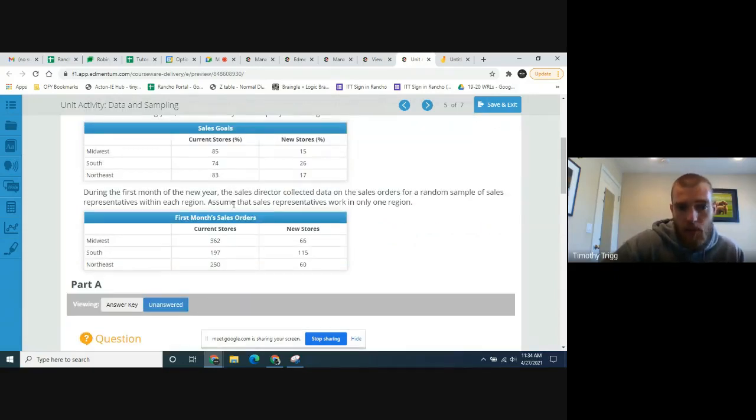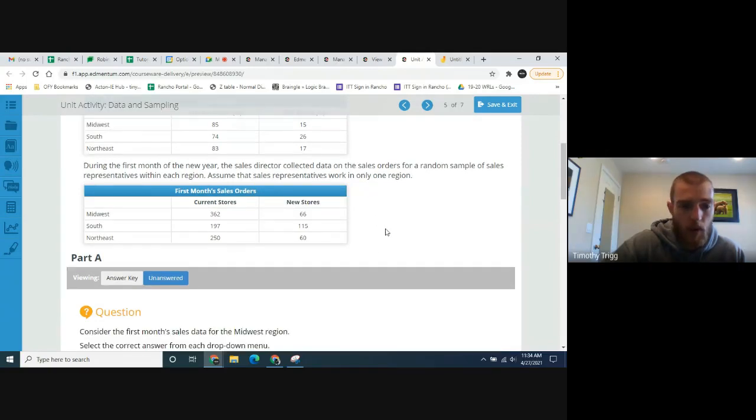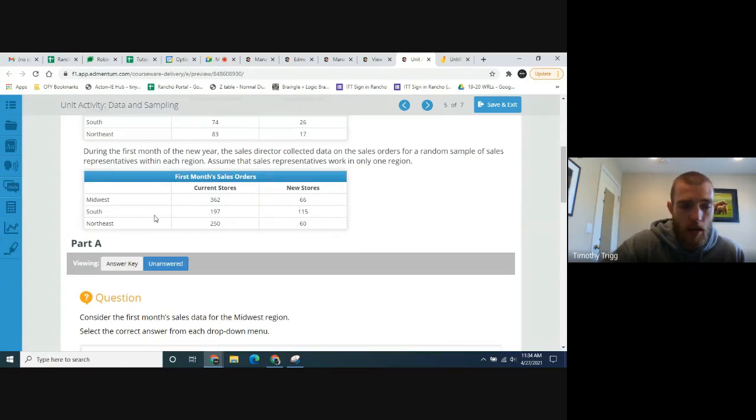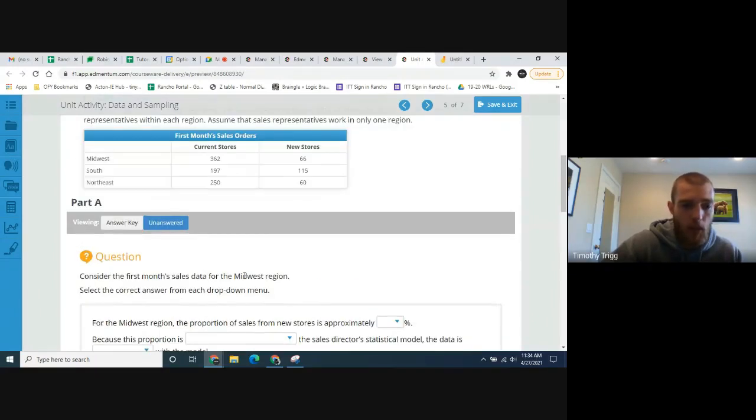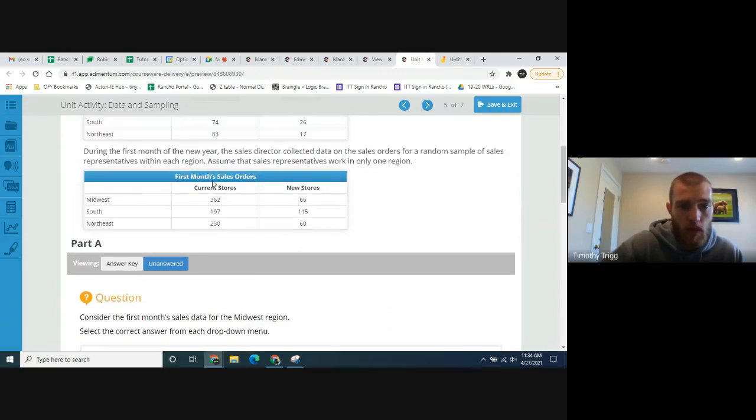During the first month of the year, the sales director collected data on the sales orders for a random sample of sales representatives within each region. Assume the sales representatives work in only one region. Okay. So then here are the raw numbers here. So in the Midwest, this is for the first month of sales, current stores, new stores. Consider the first month sales data for the Midwest region. Select the correct answer from each drop-down menu. So we're looking at the Midwest region first month sales orders. So you can see from current stores, 362, from new stores, 66.